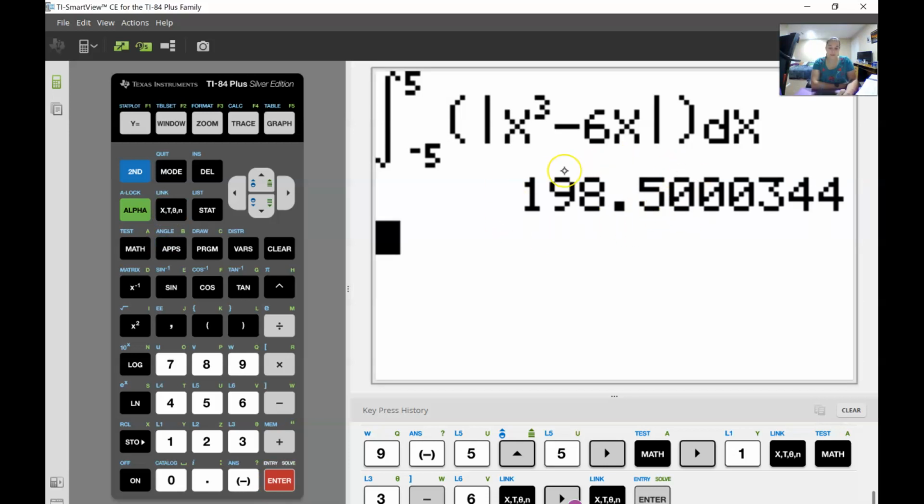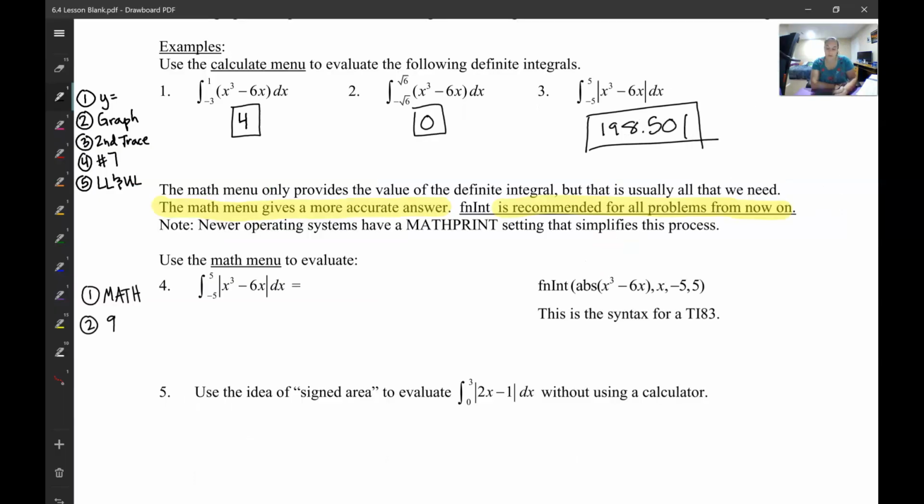Now, notice this answer is different than the one we got in number 3. This answer is 198.500. And remember that your AP test goes to 3 decimals. And if you are even off by the 3rd decimal, so 0.501 or 0.500, they will mark it wrong. So you have to be careful about that. This math menu is more accurate, so use it from here on out.